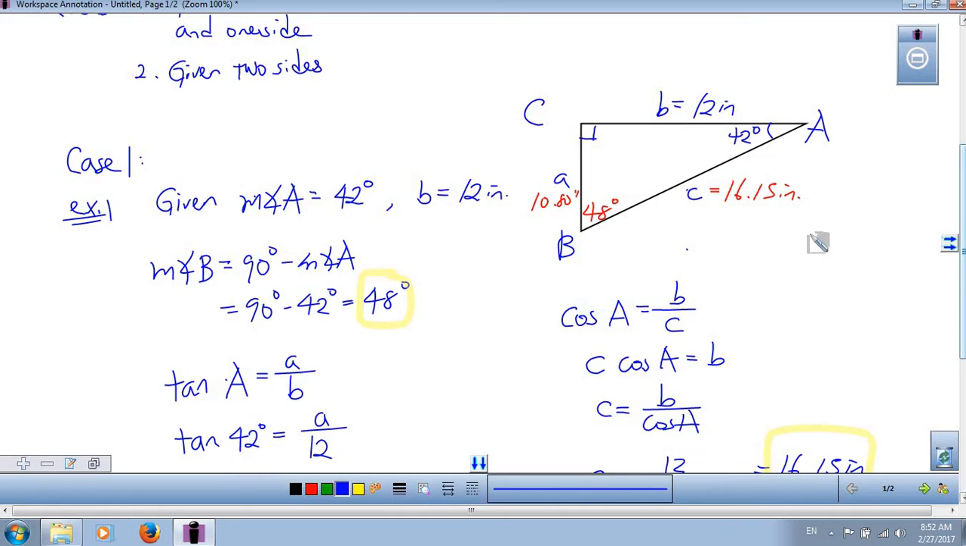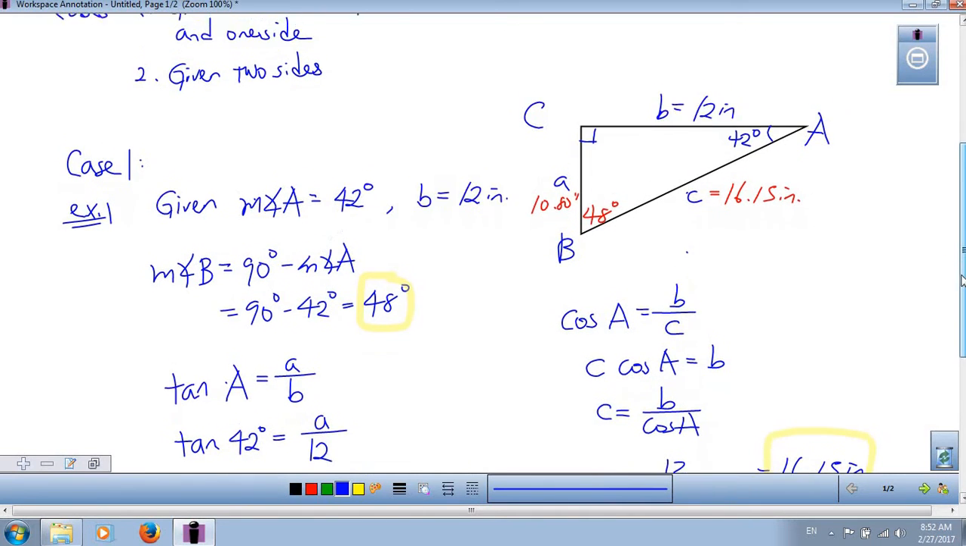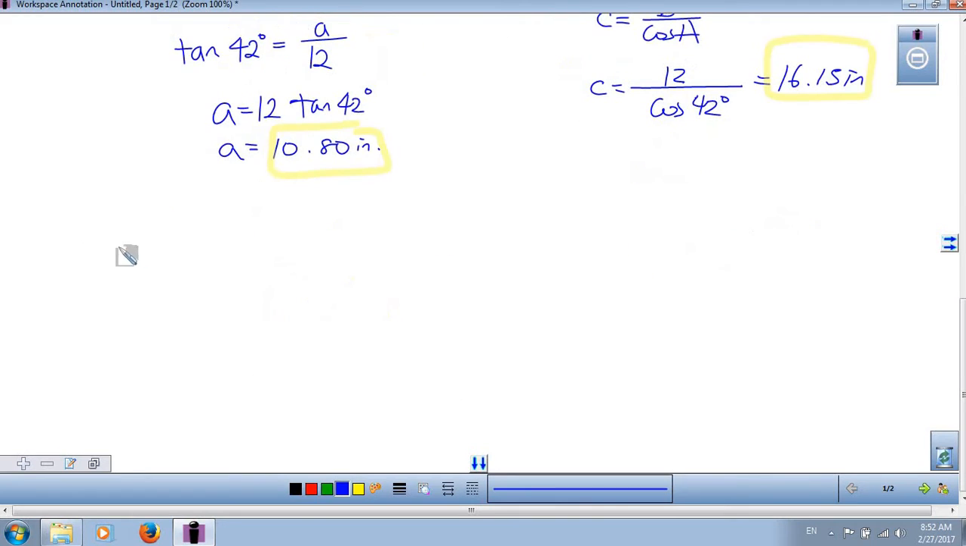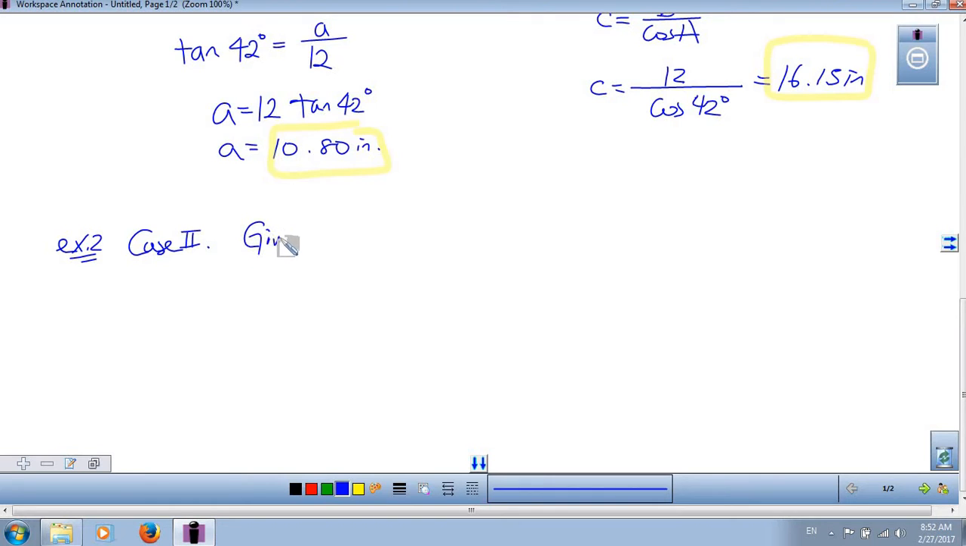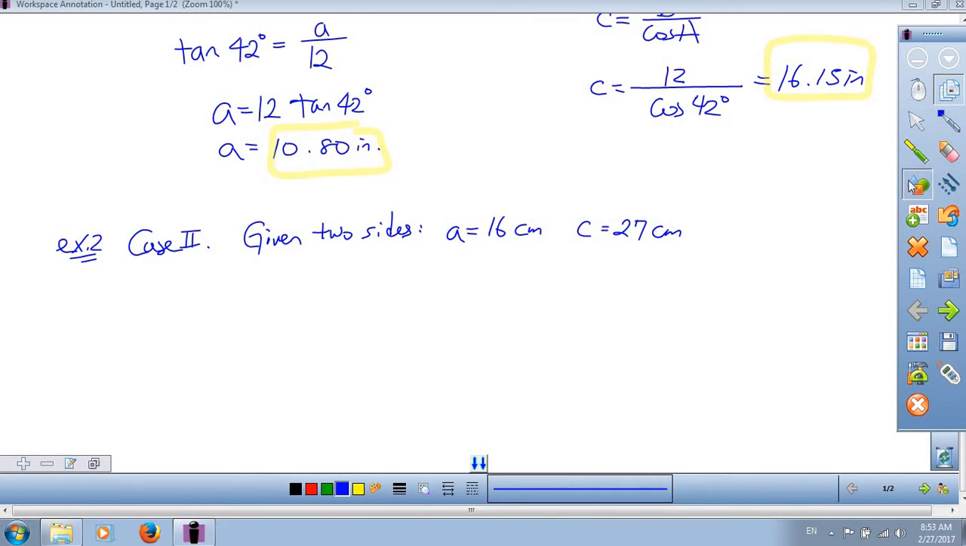Alright, now let's take a look at case 2 and see how we solve that. So example 2, case 2. Given two sides, alright, we're given two sides. Side A is 16 centimeters, and side C is 27 centimeters.